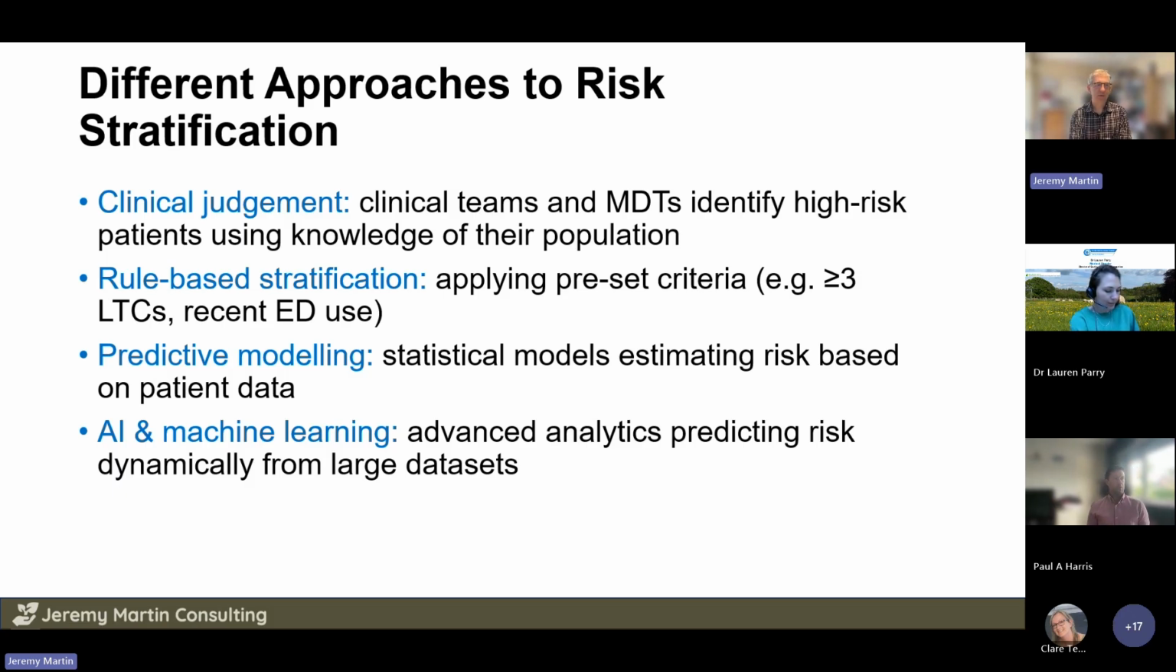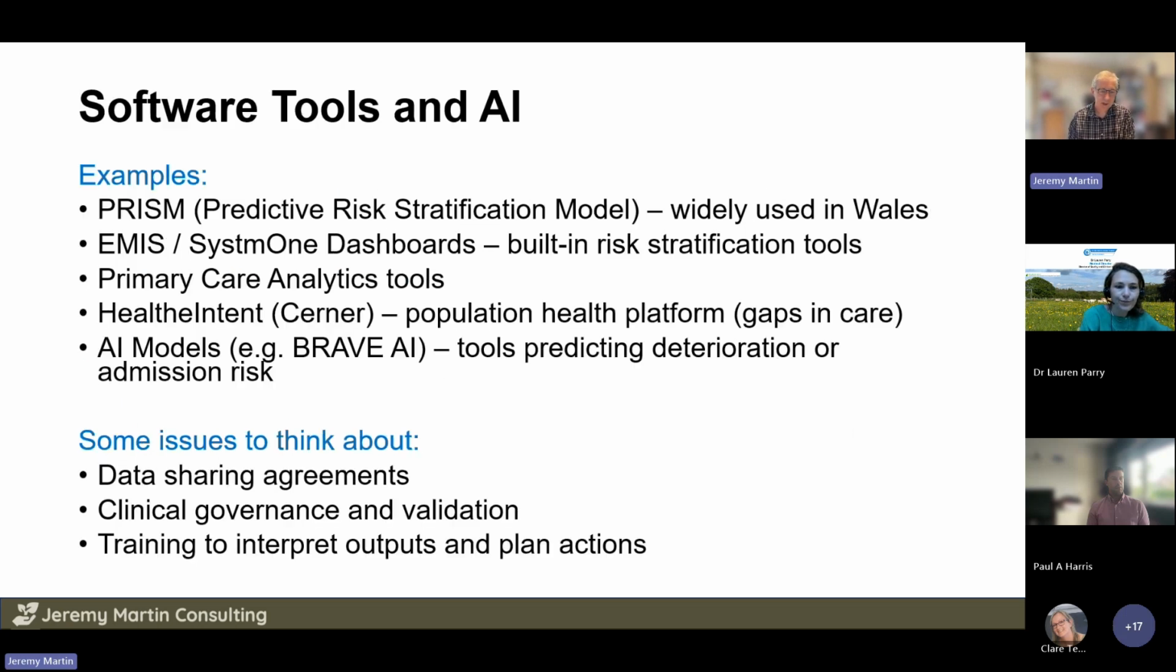And when they've tested that on historic data and then compared it with people who were actually admitted, it was pretty amazing the kind of results they were getting. So these are some of the tools that you may or may not already be aware of. So I mentioned PRISM, predictive risk stratification model. That's widely used in Wales. That's about predicting the risk of hospital admission.